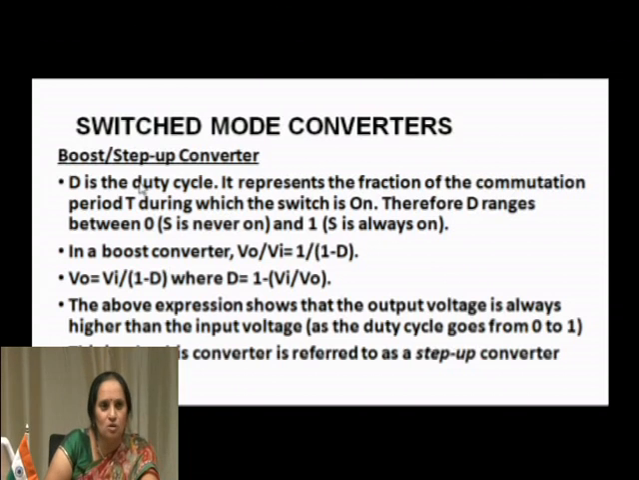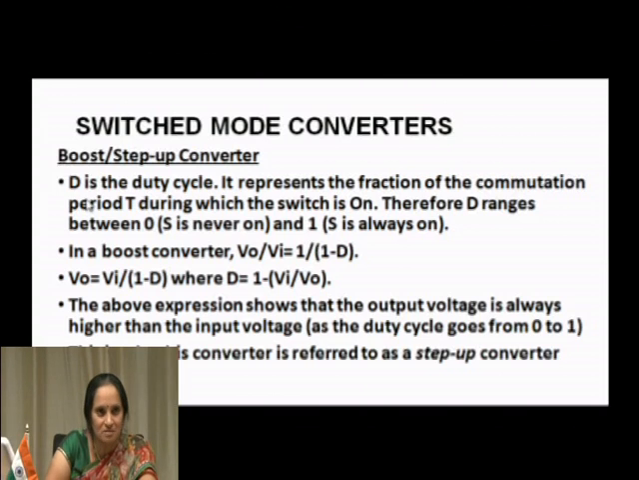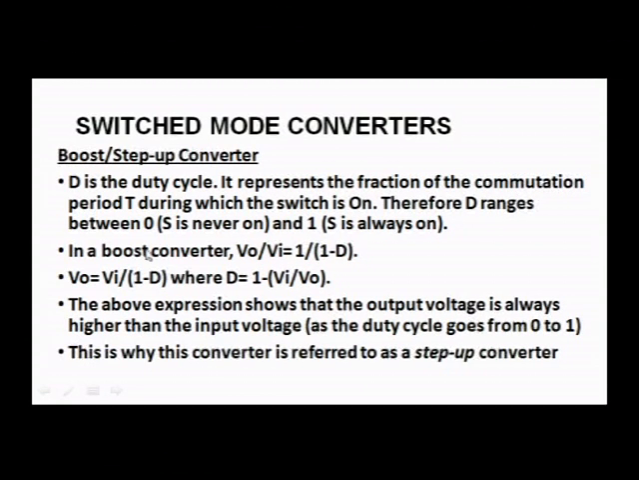So, again if I look at the expression, I am always talking about pulse width modulation, and please see, D is the duty cycle. Again it is the fraction of the commutation period during which the switch is on. So, D ranges from 0, that is when the switch is never on, to 1 when the switch is always on. So, in between 0 and 1 only that value is going to be.